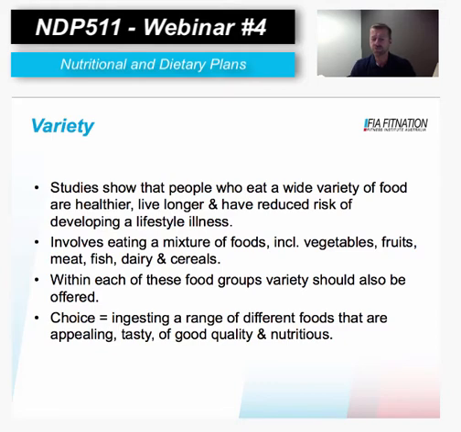So within each of these food groups, variety should also be offered, obviously. Choice equals ingesting a range of different foods that are appealing, tasty, of good quality, and obviously nutritious as well.